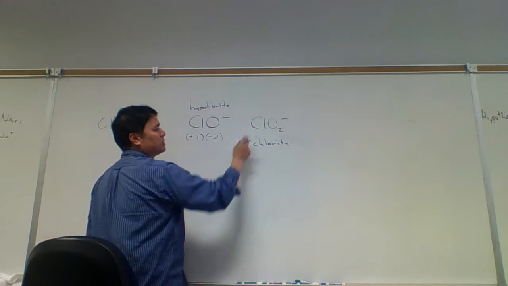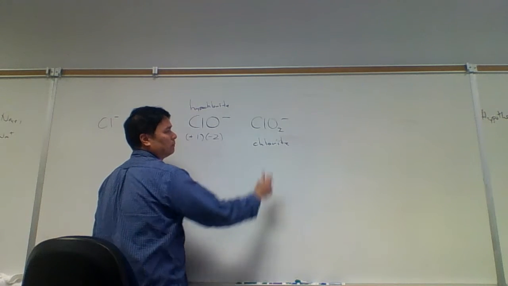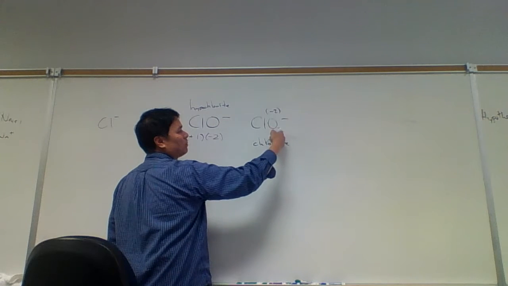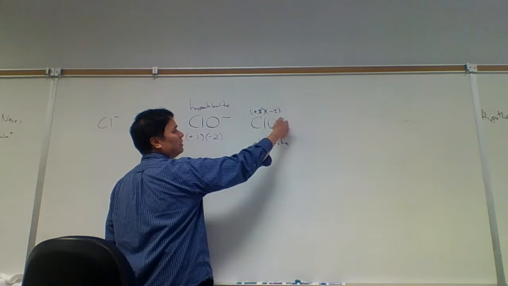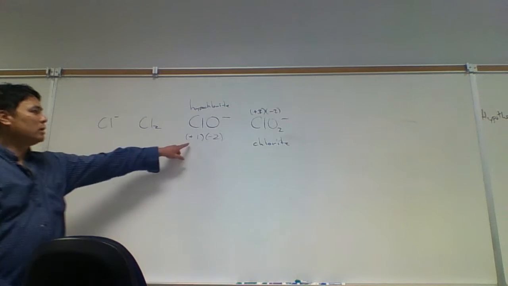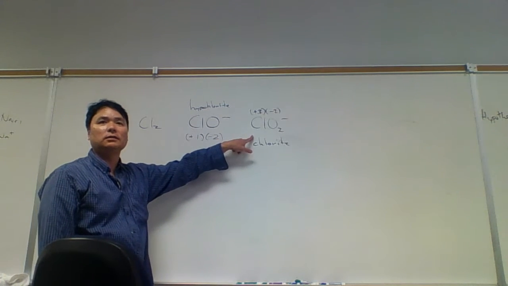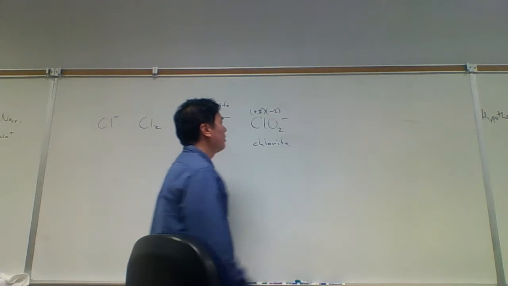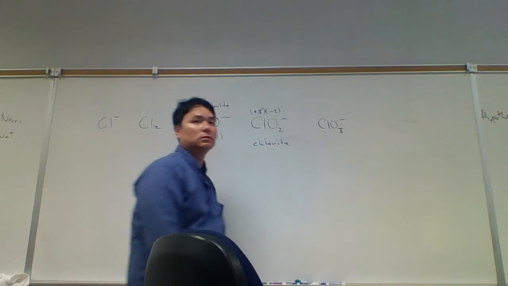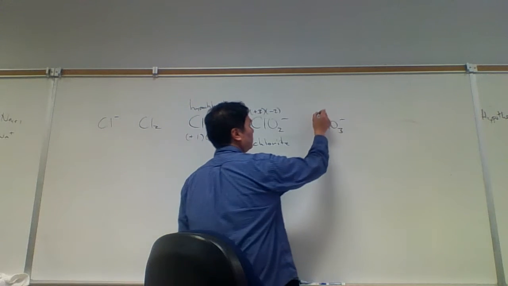What are the oxidation states here? +3, -2. Yeah, this is -2. -2 times 2 is -4. -4 plus 3 gives us a net charge of -1. And so here's chlorine in the +1, here's chlorine in the +3 with chlorite. And then we'll go on to ClO3 minus, which is called chlorate.